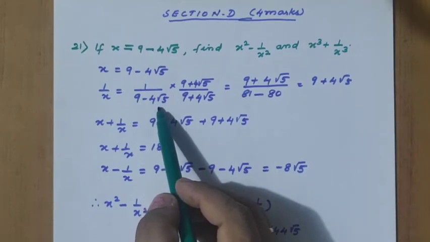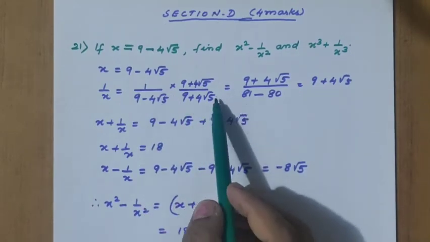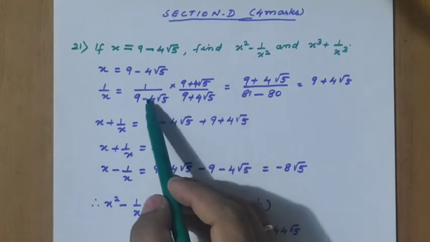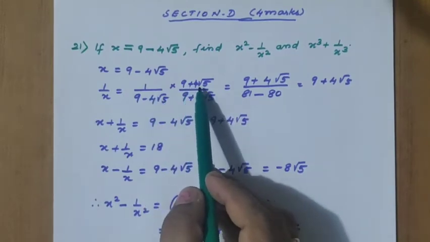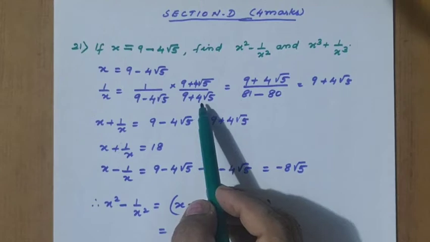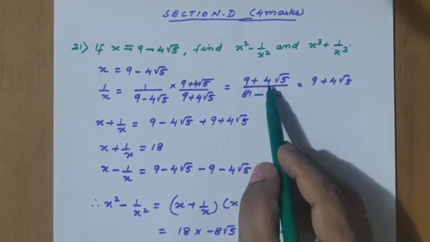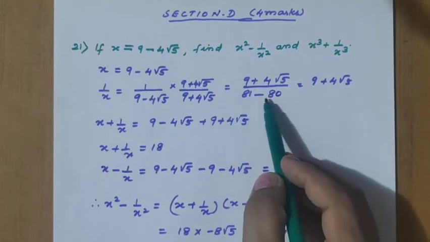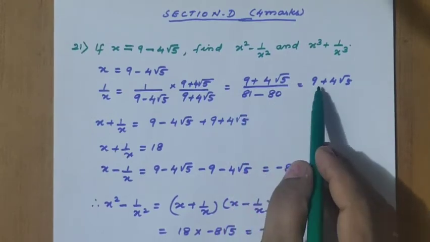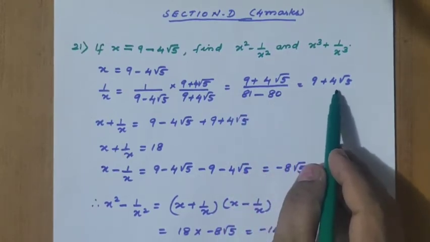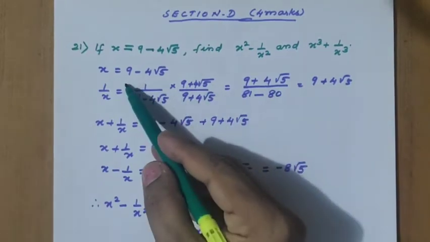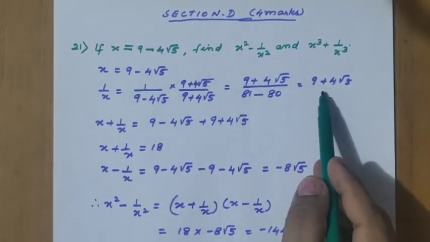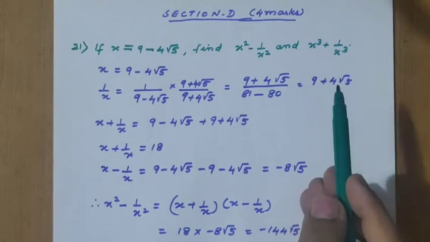So in the denominator we are having an irrational number. We must rationalize the denominator. So we should multiply and divide it by 9 plus 4 root 5. That means 9 plus 4 root 5 divided by 9 square minus 4 root 5 whole square. That is 81 minus 80, which is equal to 9 plus 4 root 5. Right? So x we got as 9 minus 4 root 5, and 1 by x we got as 9 plus 4 root 5.